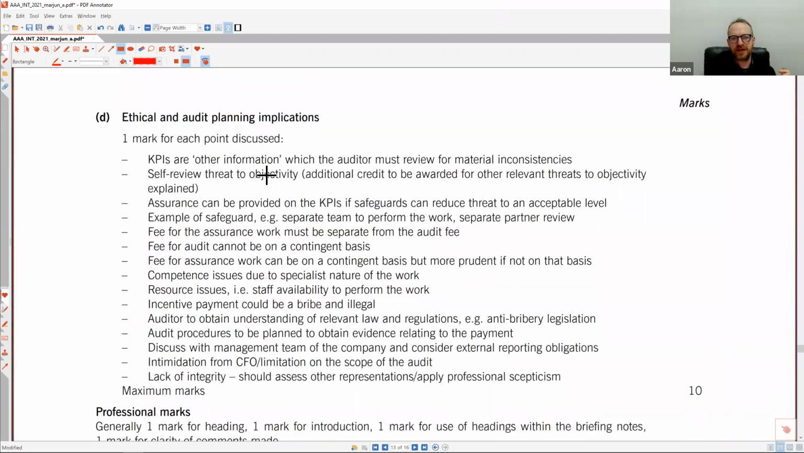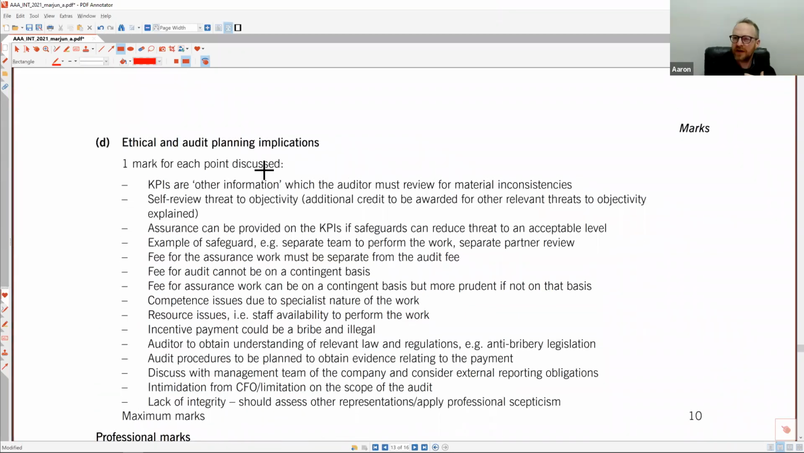What were they looking at for this one? And again, once you're into these types of questions, you're generally, as it says here, 1 mark per point. But again, it has to be clearly expressed and it needs to be relevant. So we've got other information that they have to review it for material inconsistencies. Self-review threat. Assurance can be example of safeguards.